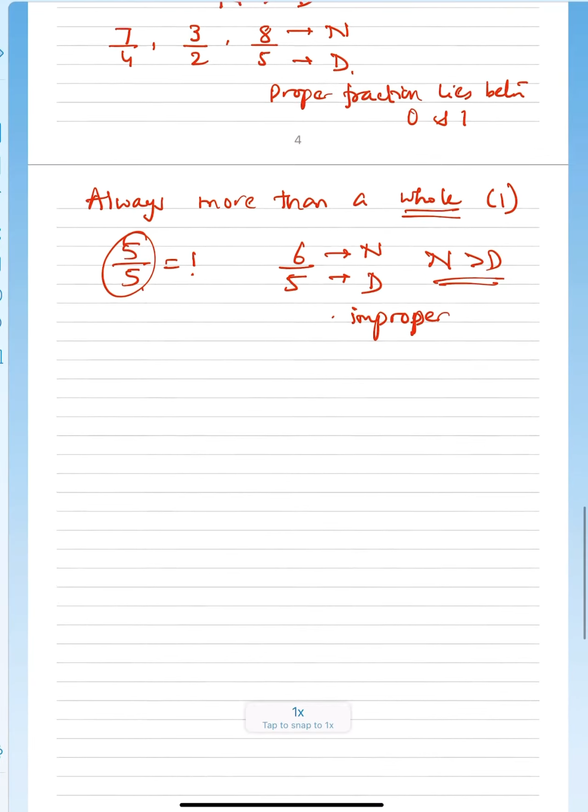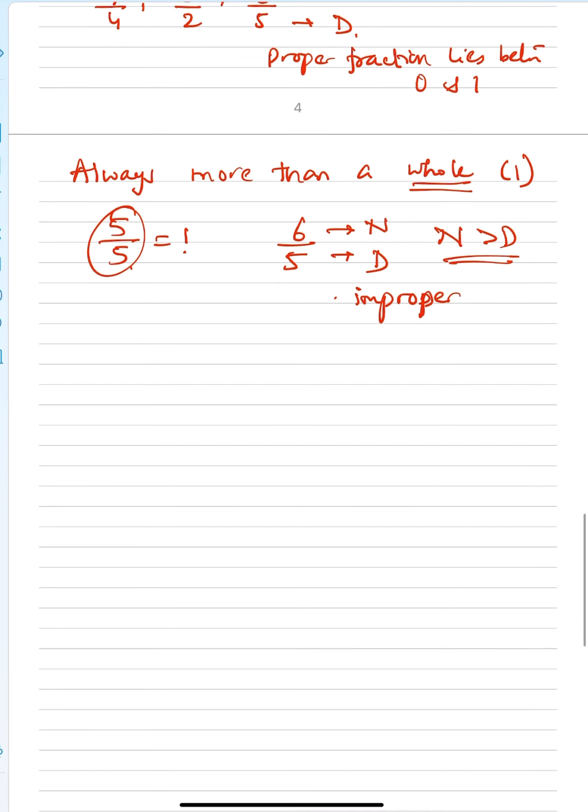Now the next fractions we will take in the next period. I end my lecture over here.